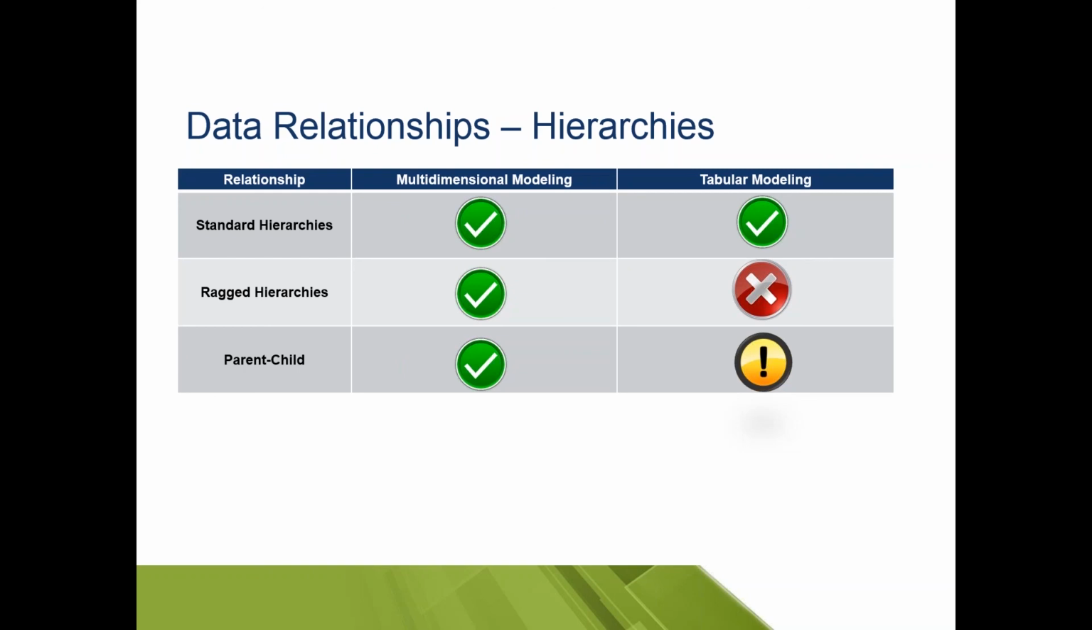Parent-child hierarchies offer a more complicated kind of hierarchical design. One example would be an organizational structure, like from CEO down to your EVPs, et cetera, et cetera. You can move down. You can also have ragged hierarchies in that, depending on the number of people that report to a certain level. This kind of hierarchy is modeled by creating a relationship between two columns in a source data table, a parent key and a child key, for example. Multidimensional out of the box provides this. Tabular models can provide this if you leverage DAX.